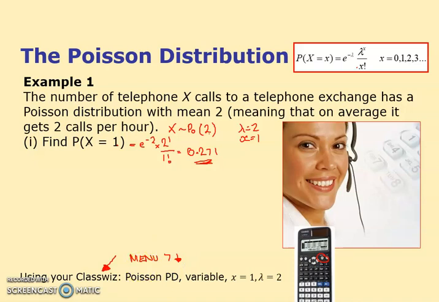Now, Poisson PD is the one I want. If you ever want the probability that x is equal to a number, we're going to use Poisson PD. PD stands for probability distribution, so this is the Poisson probability distribution. Whenever it's equal to that, you use PD.